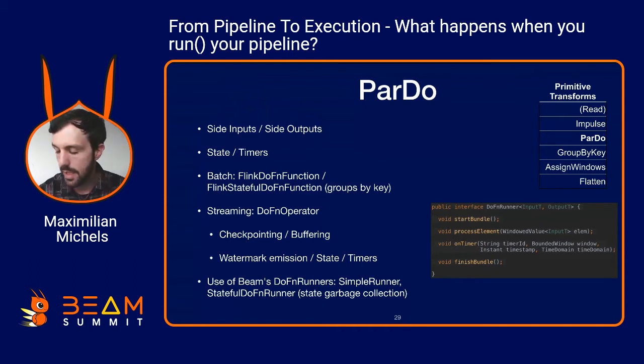And Beam is really helpful here because when it comes to windowing, triggering and garbage collection, Beam provides an interface for that called a DoFn runner. That DoFn runner is available in different variations, so if you have, for example, to support garbage collection and timers and so on.